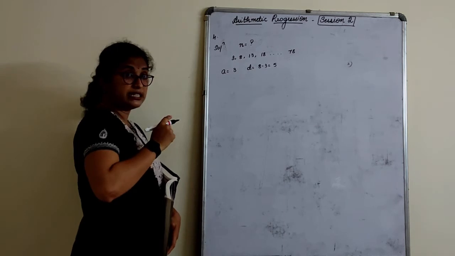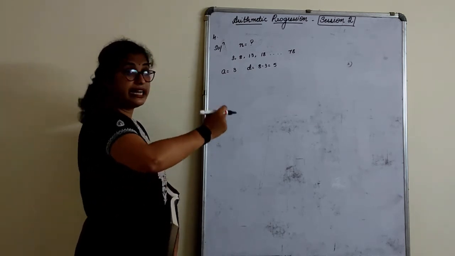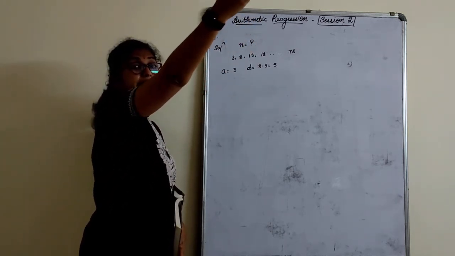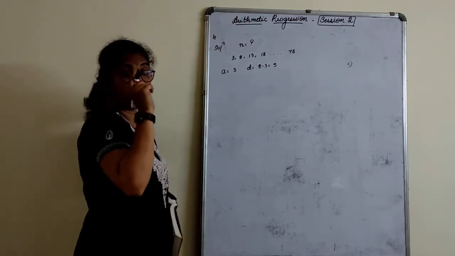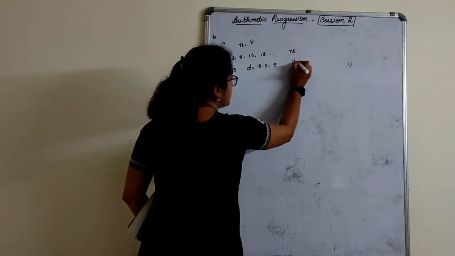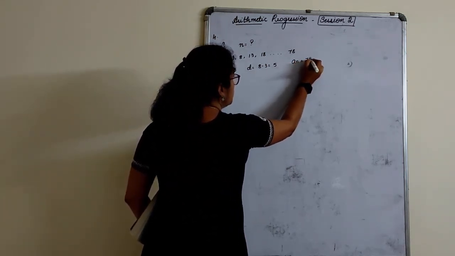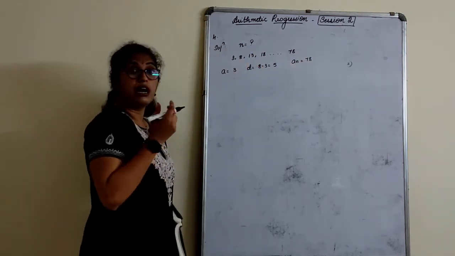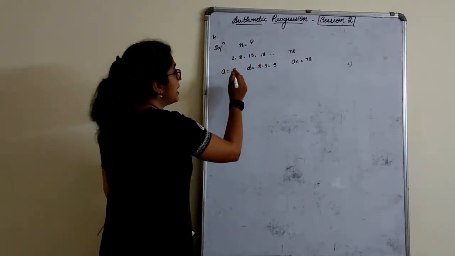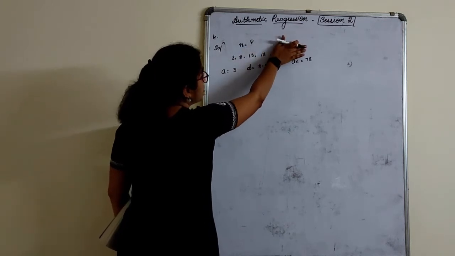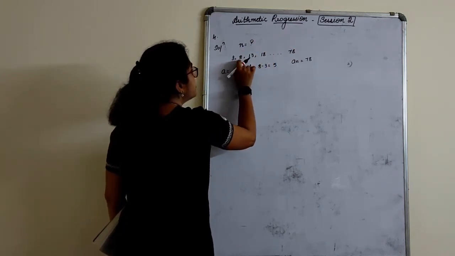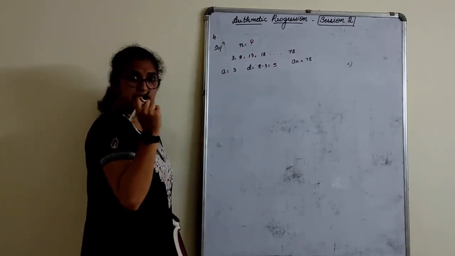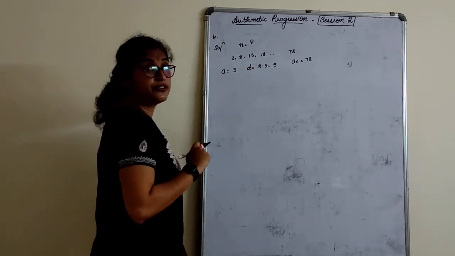See, first number is 3, second number is 8, 13, 18. It goes on, children. Till where it goes on? Till 78. What is this 78? Last term. An is equal to 78. So, how many number of terms? So, suppose if I ask you, which term is 18? You will take first, second, third, fourth term is 18. Understood? I need to count number of terms.